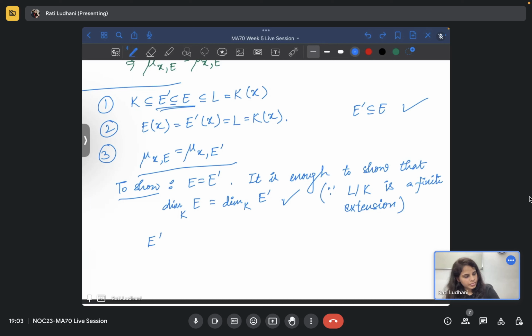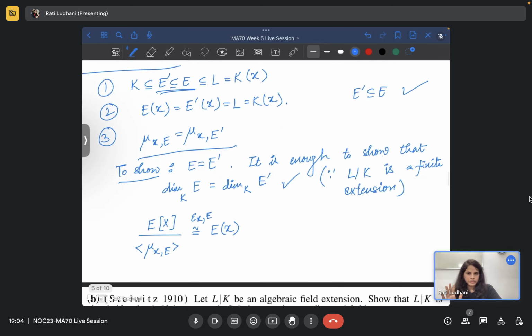Okay, so E[x] over the minimal polynomial of x over E, this will be isomorphic to E[x], right? From this epsilon, now we have x and E. So we are talking over E, we are not talking over K. So everything should correspond to whichever field you are taking. Similarly, for E dash also you can write this thing.